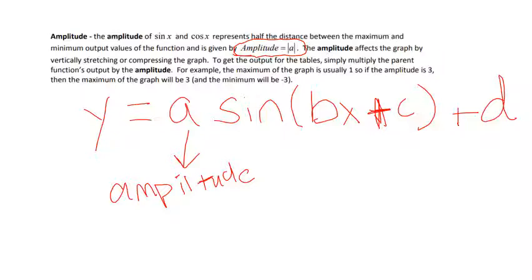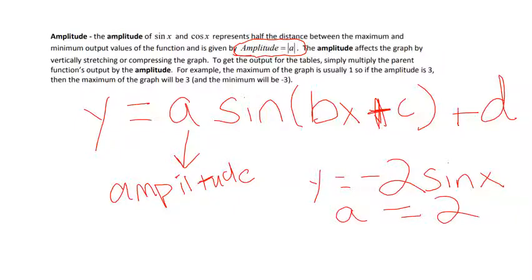So it's a multiplier. Now if you have a negative A, let's say you have something like y equals -2 sine x. Your amplitude is still 2, but what the negative sign does is it's a reflection. And this isn't new. We know that a negative sign out in front is a reflection over the x-axis. So we'd have to reflect that when we do the actual graph.